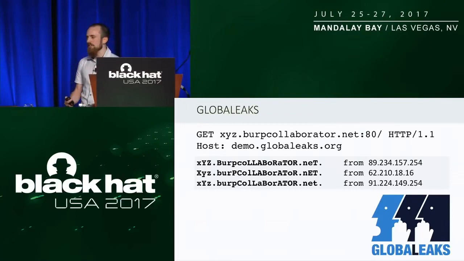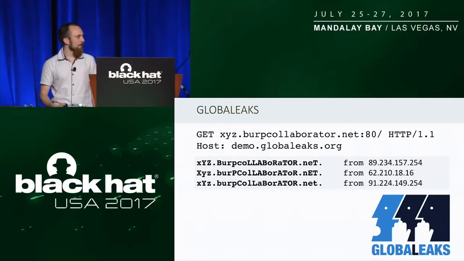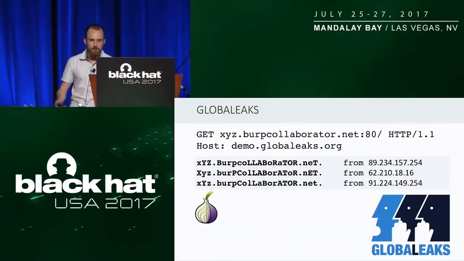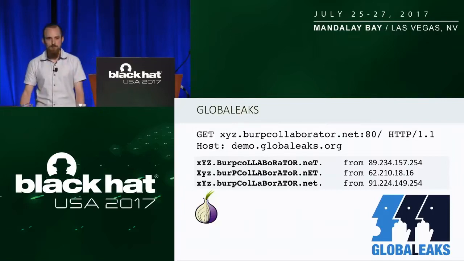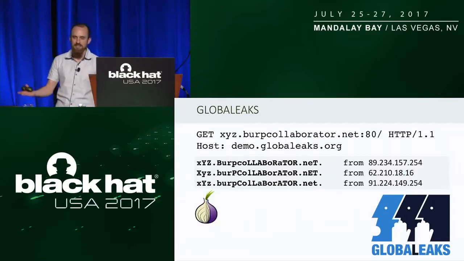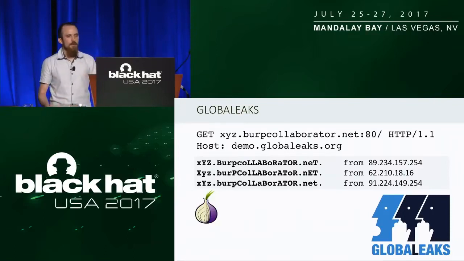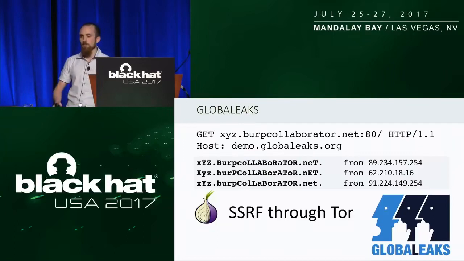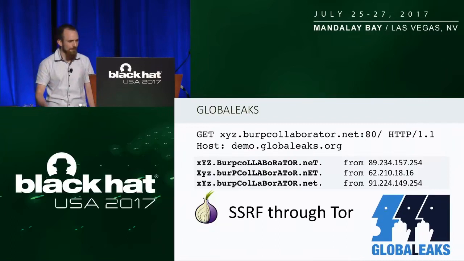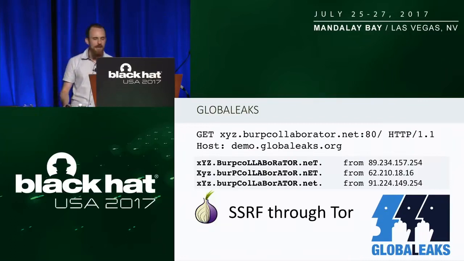Now, eventually, due to the nature of the site and the fact that all the IP addresses the lookups were coming from were different, I had an idea as to what the cause of this behavior might be. Because this is a whistleblowing website, they want to hide the physical location of their backend server to stop governments from raiding it and that kind of stuff. So they connect to it as a Tor hidden service. So what I've got is server-side request forgery through Tor, which is quite interesting from an exploitation perspective.